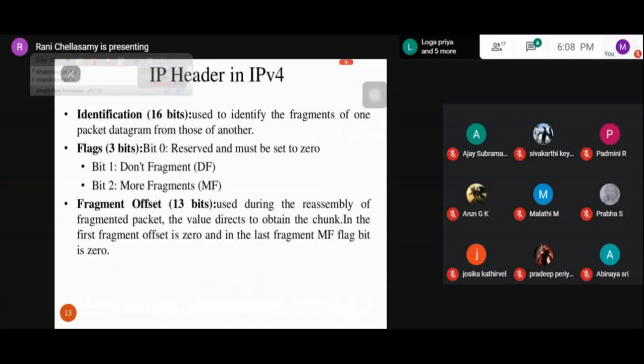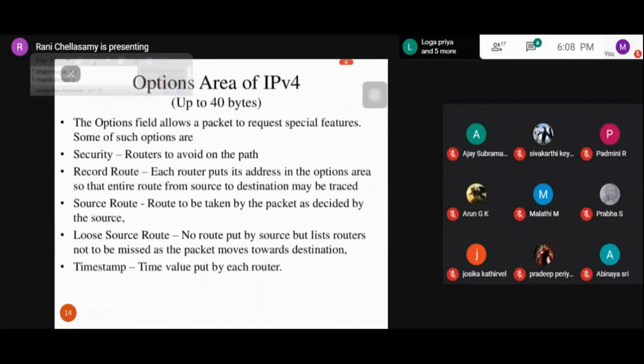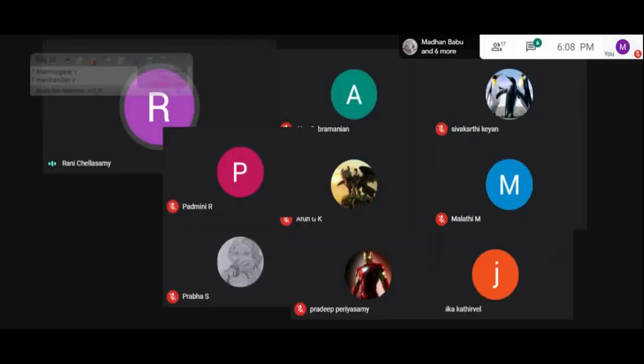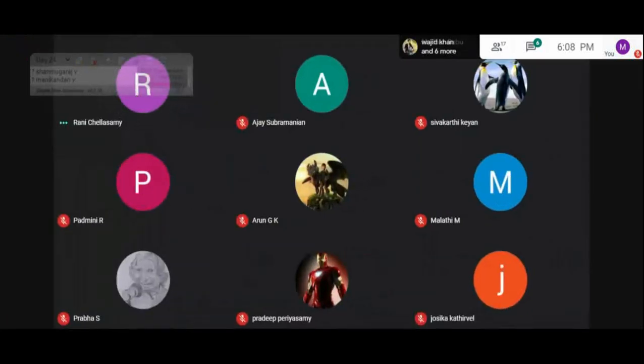Coming to the options field in the IP header, the options field can go up to 40 bytes. The options field allows the packet to request some more features. Some of the options are security, record route, source route, timestamp, and loose source route.